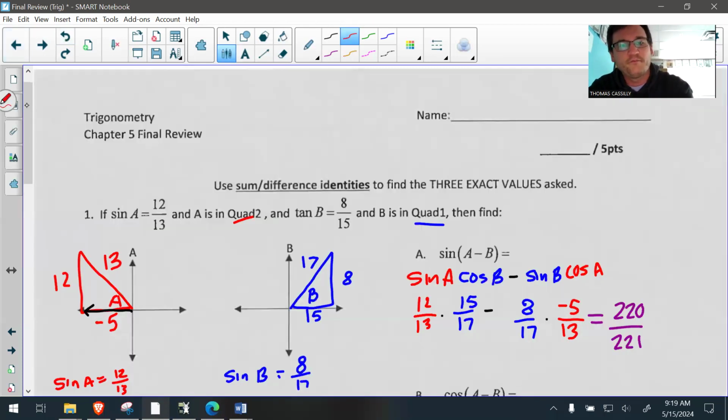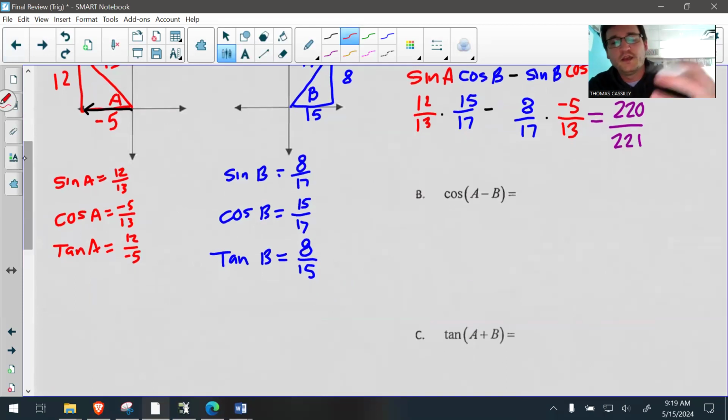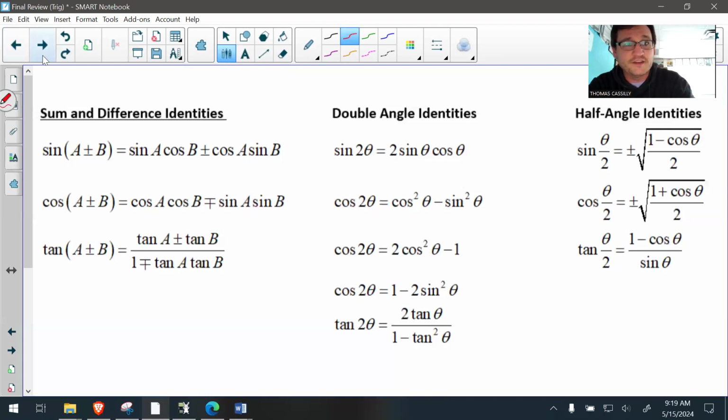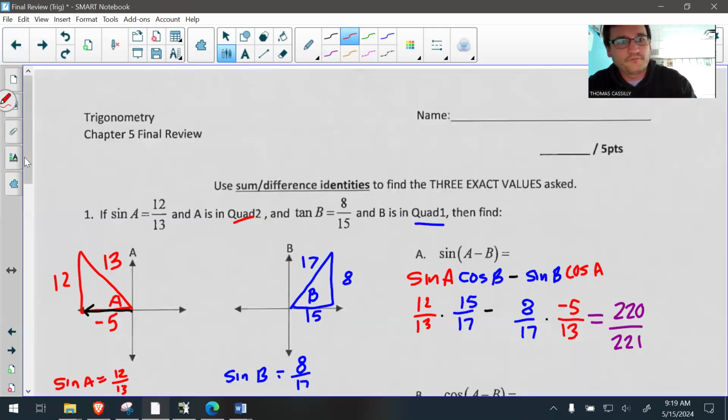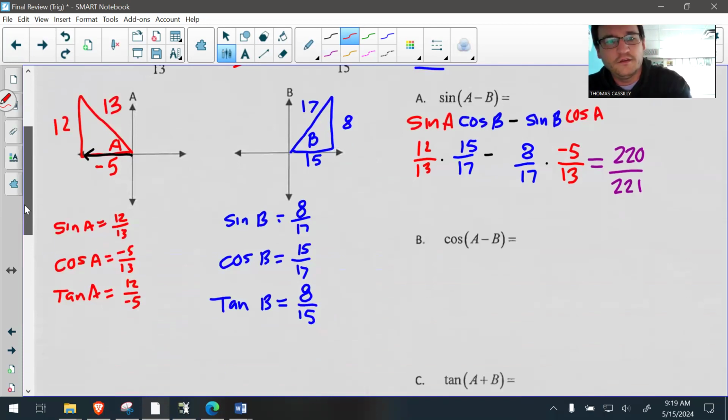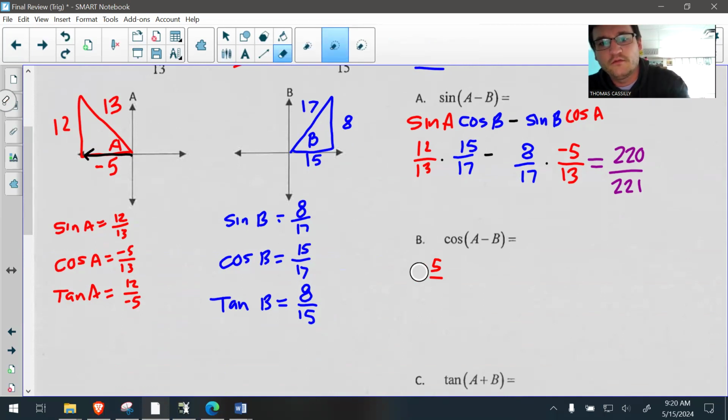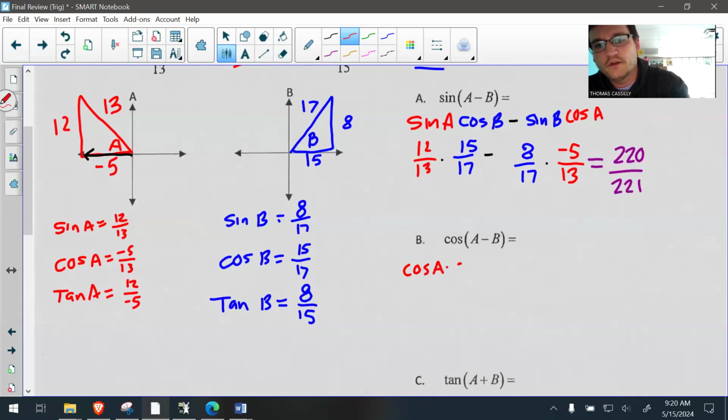So what we're going to have is the cosine of A times the cosine. Let's see, I already forgot. Cosine of A times cosine of B, right? So cosine of A is -5/13. Here, let me just write it all out. We get cosine of A times the cosine of B. Right, we need to flip the sign. So plus the sine of A times the sine of B.